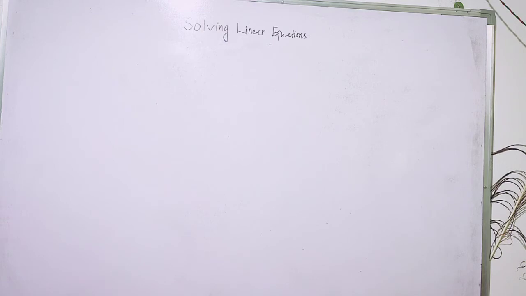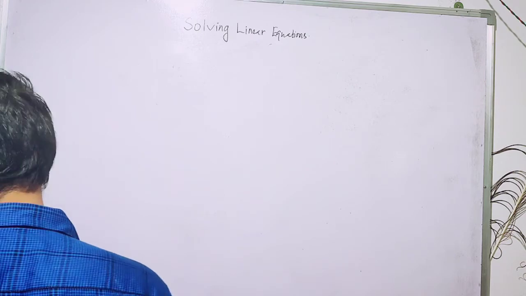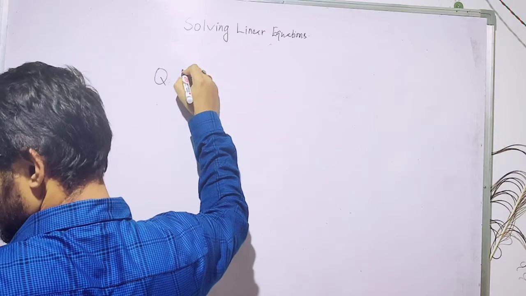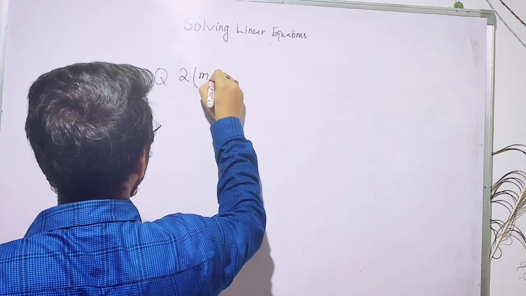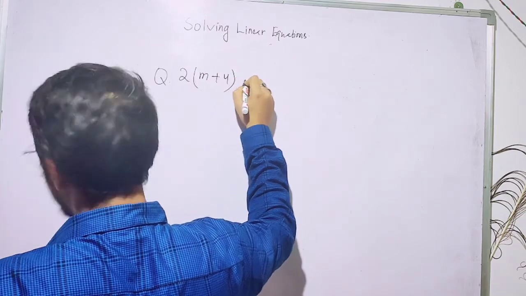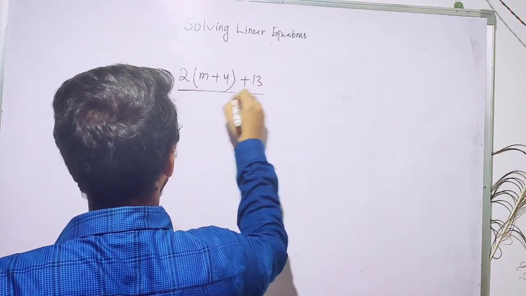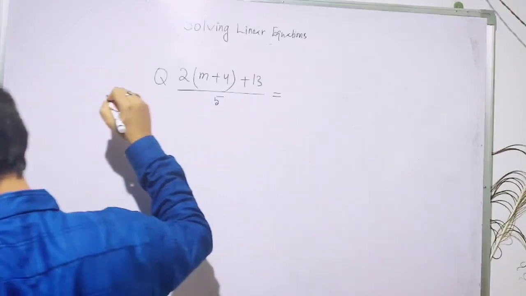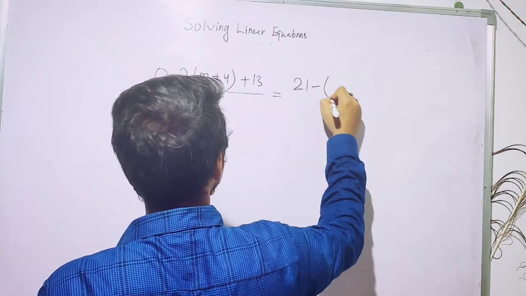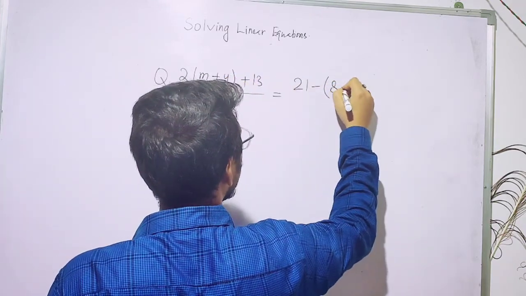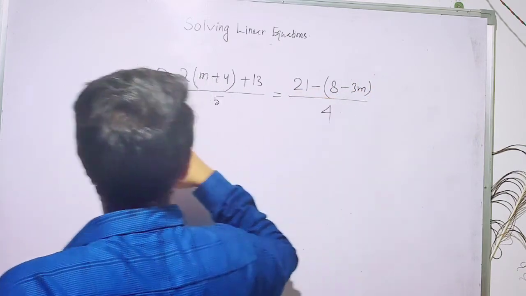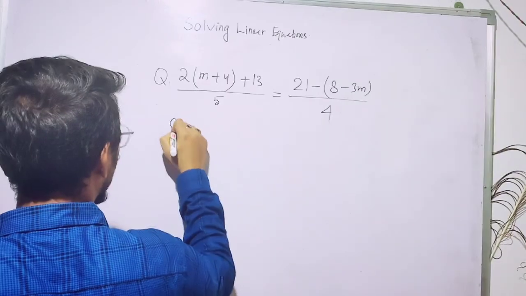I'll give a homework question just to finish the video, and let me know in the comments what your answer to that question is. So the question goes like this: 2 times of m plus 4 plus 13 over 5 is equal to 21 minus, in bracket, 8 minus 3m over 4. So that is your homework. You have to solve for m.